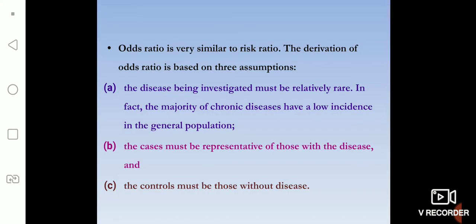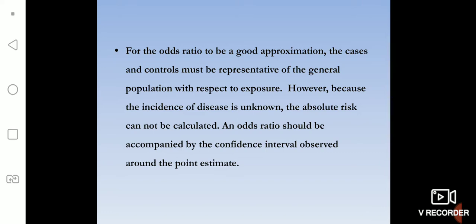So odds ratio is similar to risk ratio. The derivation of odds ratio is based on three assumptions mainly. First, the disease being investigated must be relatively rare. Second, the cases must be representative of those with the disease, and third, controls must be those without disease. In these cases, odds ratio can be calculated. Now, for odds ratio to be a good approximation, the cases and controls must be representative of the general population with respect to exposure. So usually these should be from the general population.